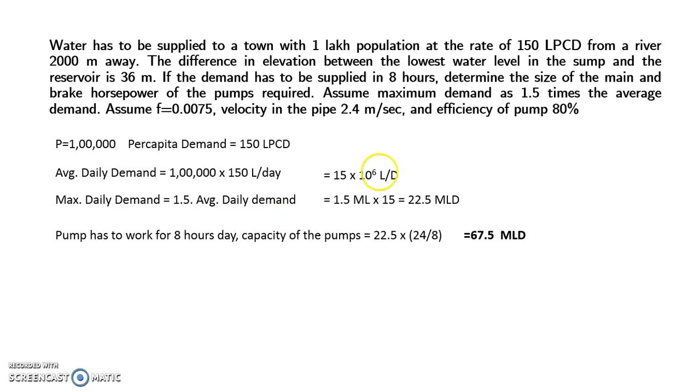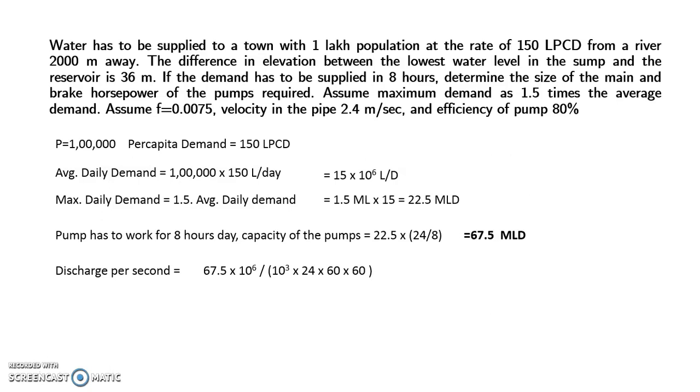So we had 22.5 million liters daily, and if it was supposed to be lifted only 8 hours daily, it is 67.5 million liters daily. The next step is to calculate discharge per second. Million liters daily is also a discharge, but it is not expressed in meter cube per second. Let us try to express it in meter cube per second. 67.5 million liters, million being 10 raised to 6, liters divided by 10 raised to 3 to convert into meter cube, and it is daily.